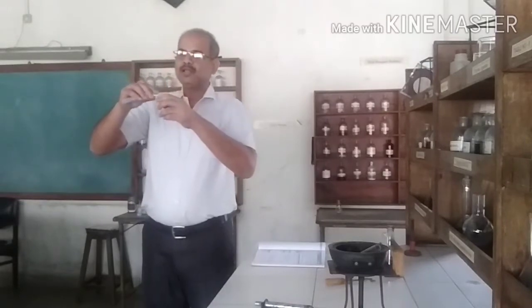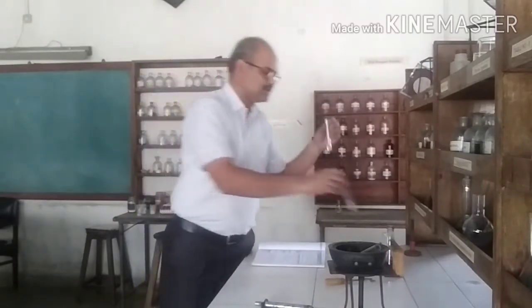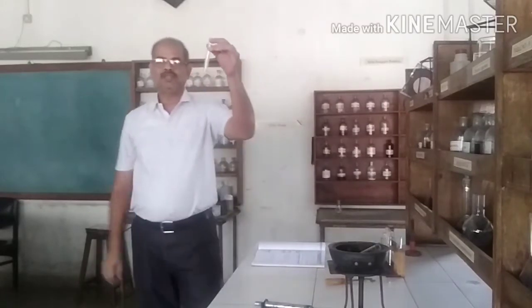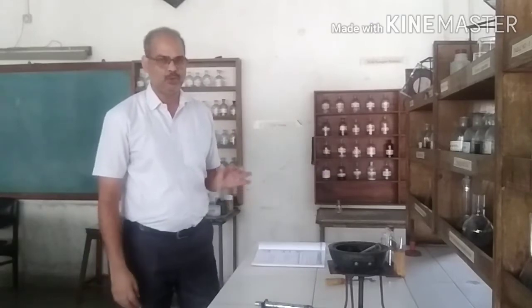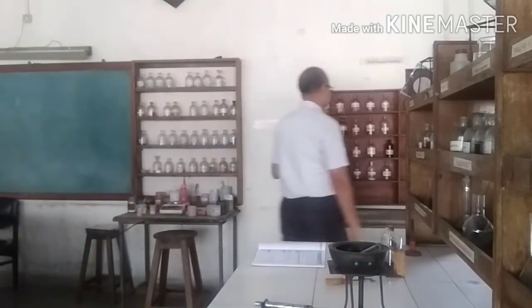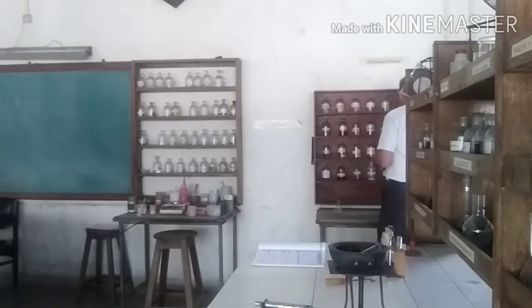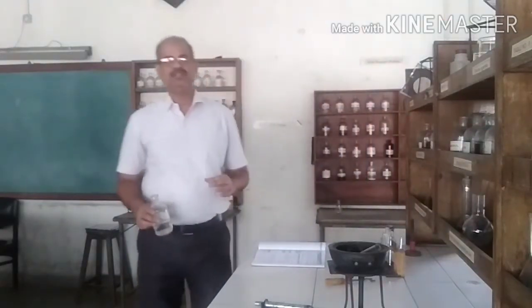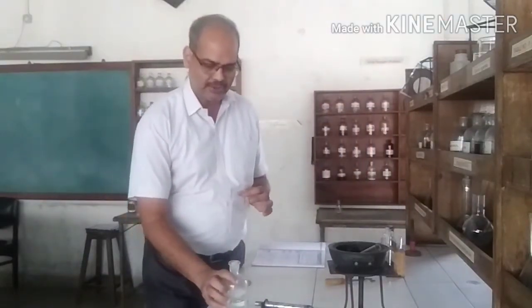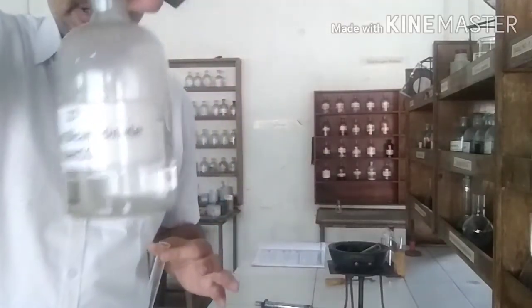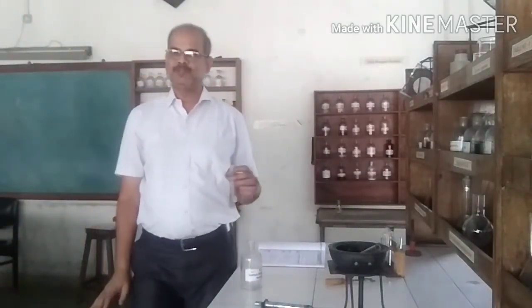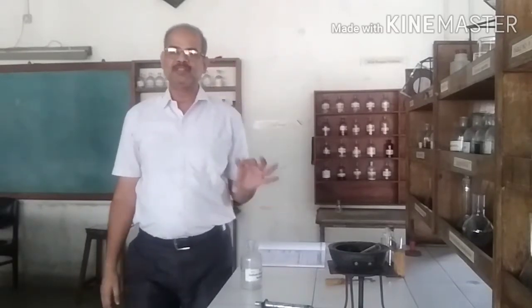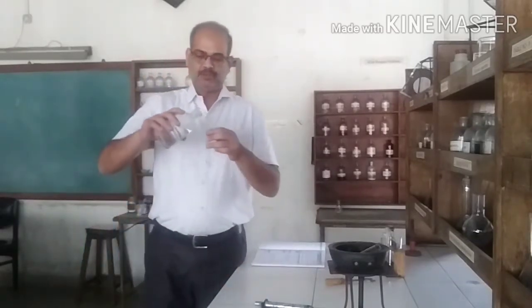Now, in another clean test tube, I will take a small amount of the solution of the given organic compound. And in this I will add 10% NaHCO3. Where is it? Again it is on the side rack. 10% NaHCO3 means 10% sodium bicarbonate solution. Can you see it? Okay. Now, after adding, if I get a brisk effervescence, then carboxylic acid group is present. If I don't get brisk effervescence, then carboxylic acid group is absent.